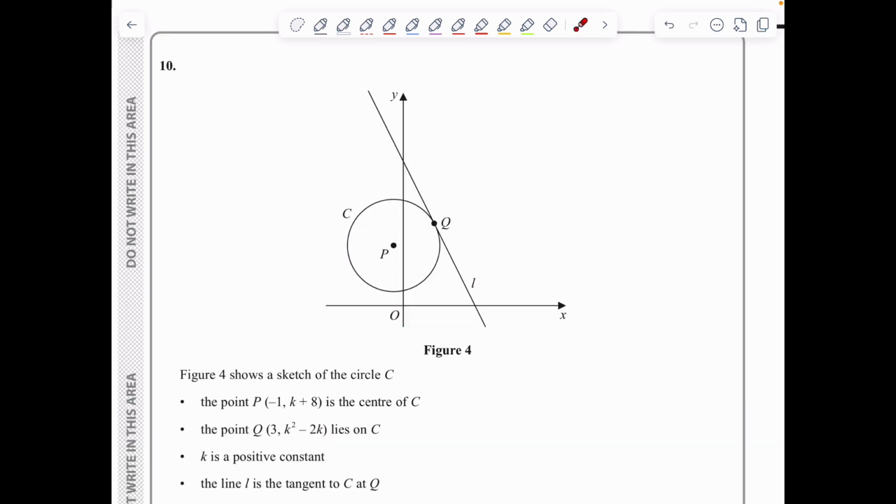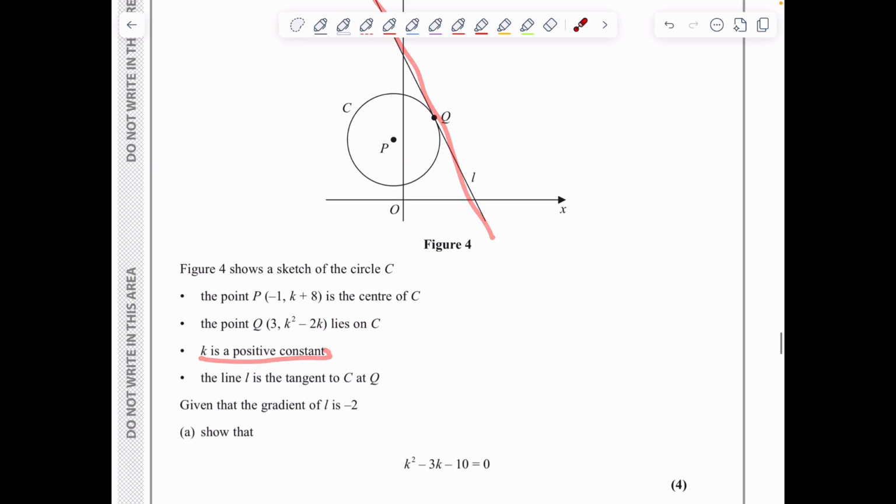In question 10, we're given a sketch of the circle C. The point P with coordinates negative 1, k plus 8 is the center of C. The point Q with coordinates 3, k squared minus 2k lies on C. K is a positive constant, and the line L here is a tangent to C at Q with a gradient of negative 2. And we need to show that this leads to k squared minus 3k minus 10 is 0.